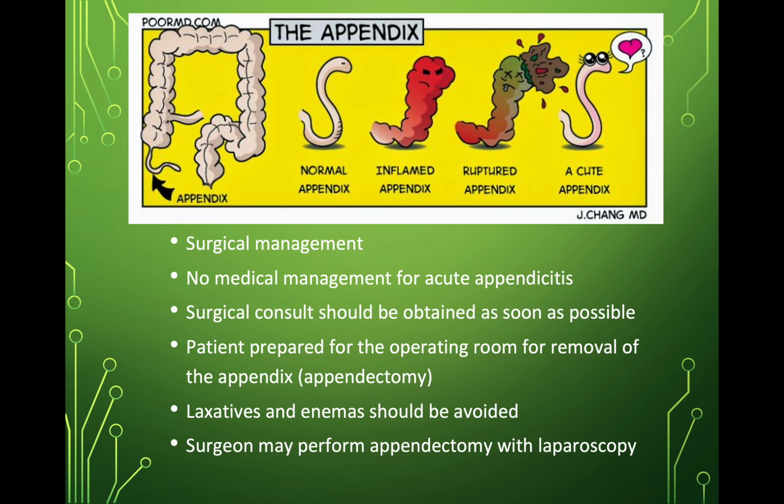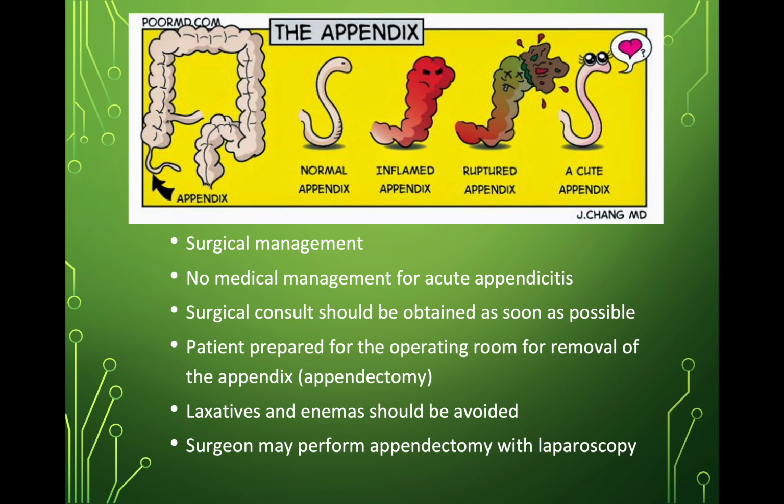prior to surgery. So if a patient's suspected to have appendicitis, a surgical consult should be obtained as soon as possible, and the patient should be prepped for the operating room so that they can have their appendix removed. Now, this can be a varying amount of time depending on how ill the patient is, whether we think it's ruptured or not ruptured, that kind of thing.